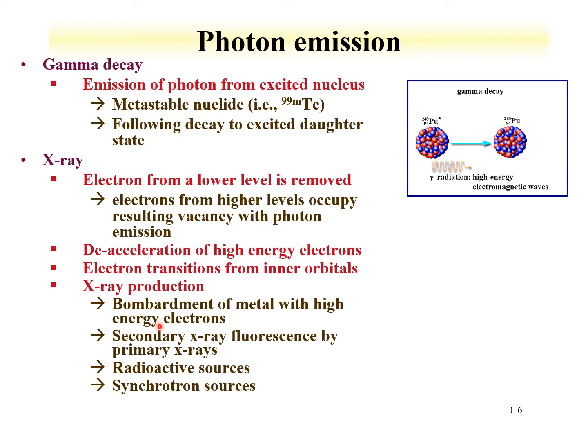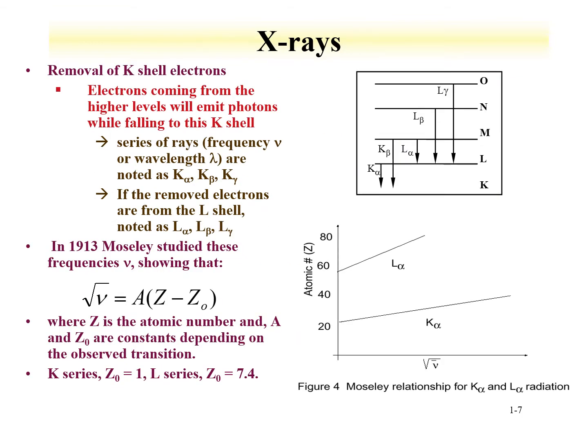One can produce X-rays by bombarding a metal with high energy electrons. You can have synchrotron light sources. You can have radioactive sources. So you can have a number of different sources that are used to produce these X-rays. And as shown here, one can remove, for example, a K orbital. The electrons that go down to fill those K orbitals can be defined by the transitions. The energy of those transitions, shown here as the square root of the frequencies as a function of atomic number, are shown to have a relationship. You can actually identify that relationship here.